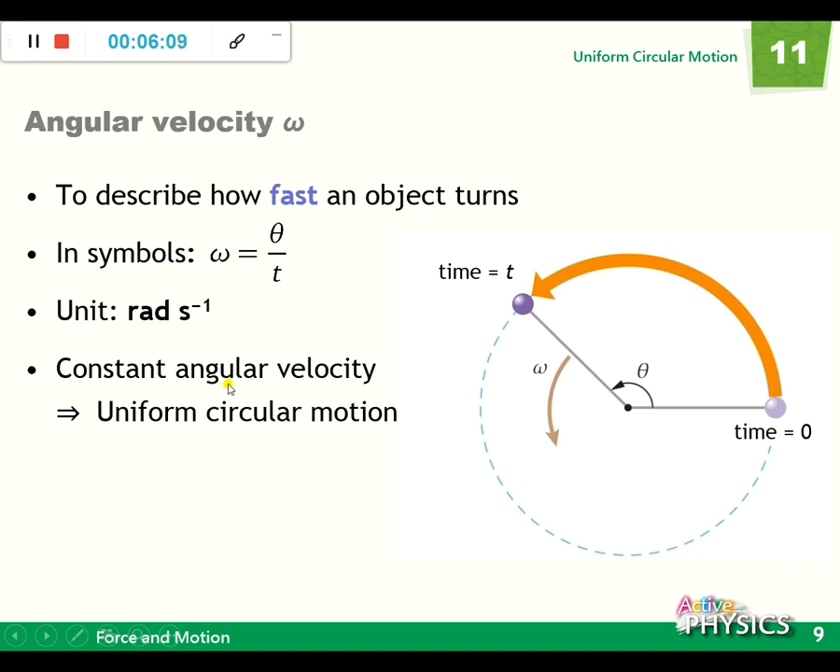Then here, if the angular velocity is a constant, then we will say that it is uniform circular motion. Exactly the same as in the last topic. Uniform motion means constant velocity. Here it should be constant angular velocity.